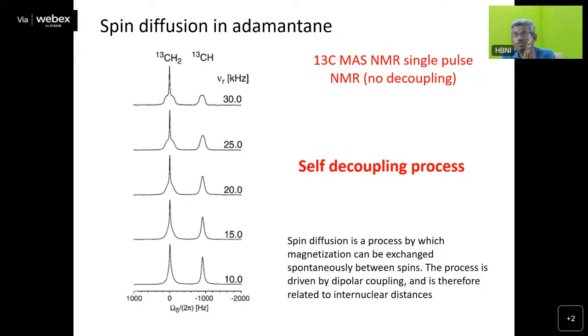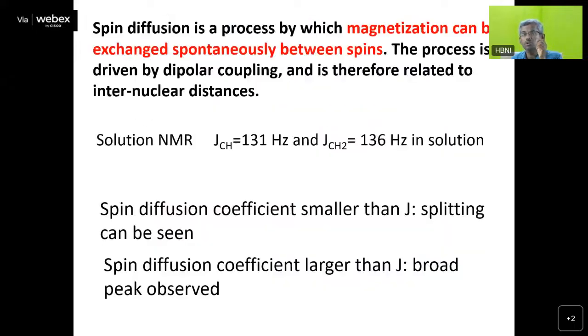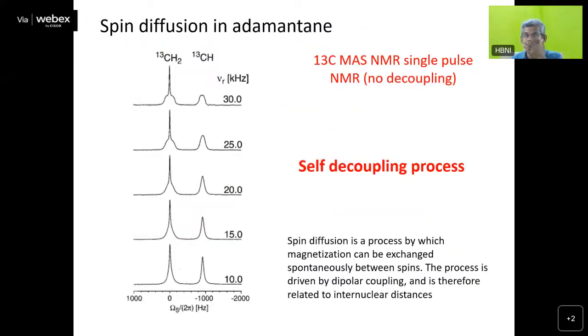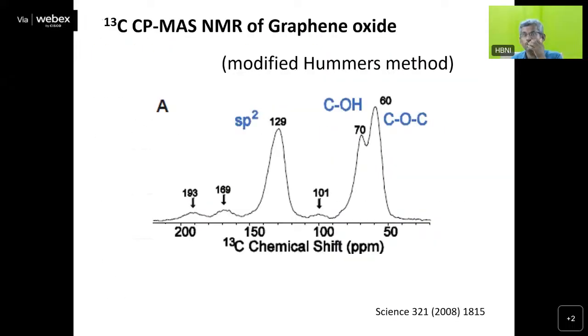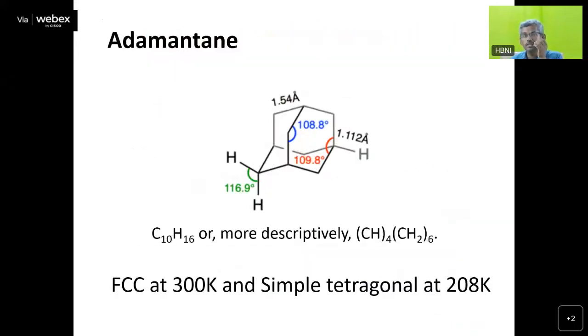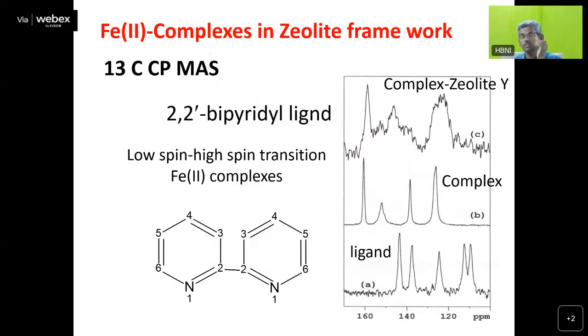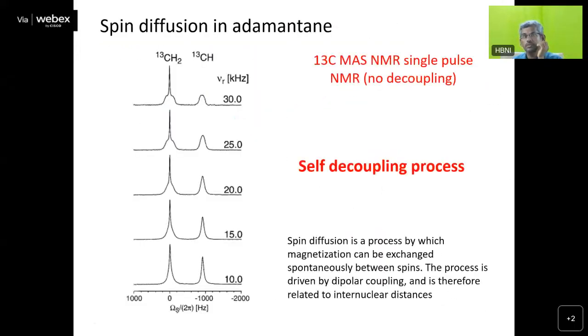One is a process called spin diffusion in adamantane. It's a very, very interesting phenomenon. Adamantane is a very peculiar nucleus. In solid state, as I told, it's, sorry, at room temperature it's an FCC system, and it gets converted. I have mentioned here that at 300 Kelvin, room temperature, it is FCC, and it gets modified at 280 Kelvin to a different crystallographic system called the tetragonal system.